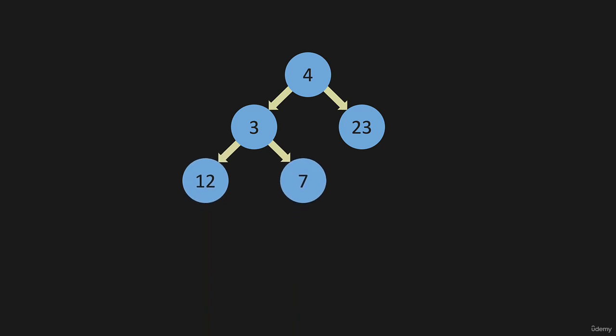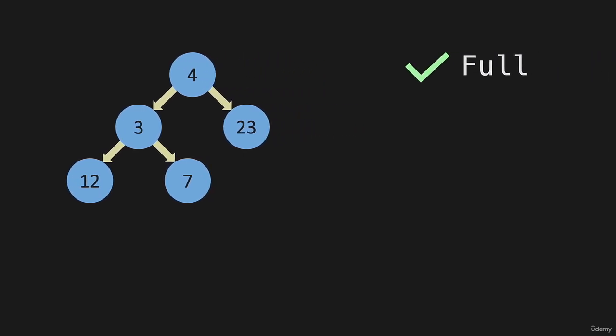So now let's look at some terminology. This tree here is what is called full. In a full tree, every node either points to 0 nodes or 2 nodes. So if you do something like this, now you have a node, the 7 node, that only points to 1 node, so it is no longer full. So let's remove that, make it full again.